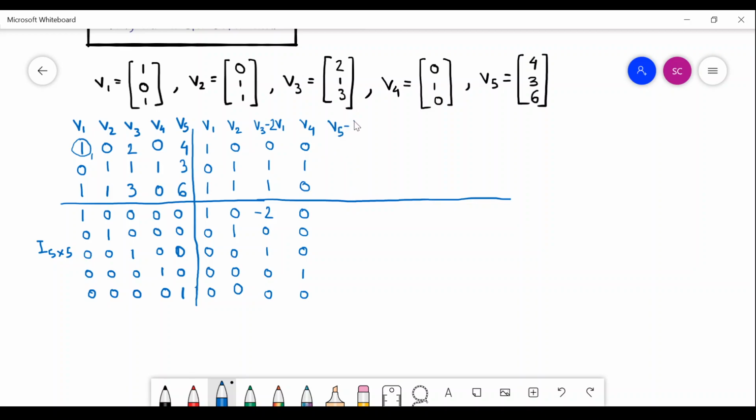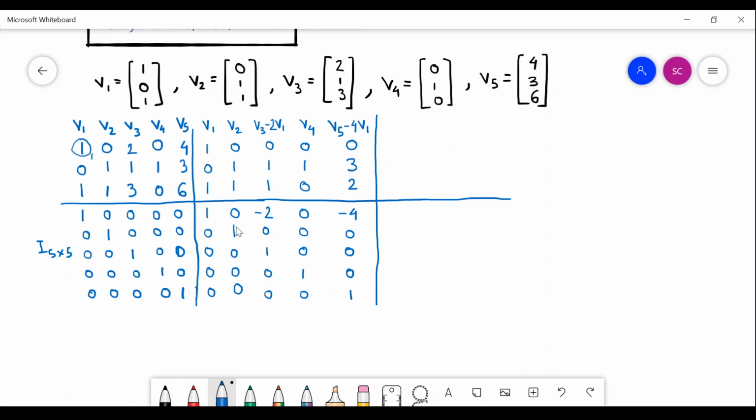v5 minus 4 v1, that is what you are doing in order to make this 0. This remains 3, this becomes 2, and -4, 0, 0, 0, 1. Now it will be easier for me to make you understand the significance of this lower matrix. So why did we take this identity matrix and what is it signifying here?